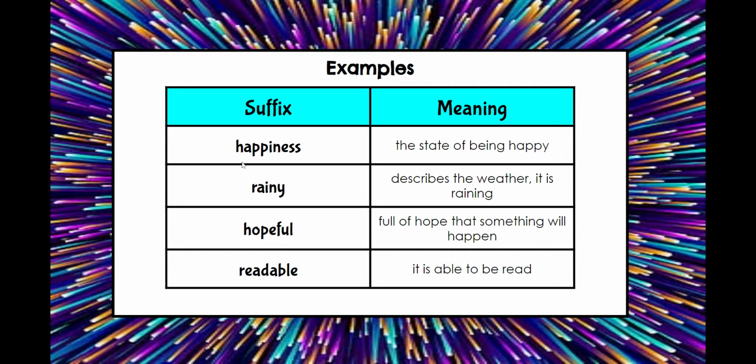Okay, so for example, we have happiness, which is the state of being happy. We have rainy, which describes the weather. Rain would be a noun, and when we turn it into rainy, it becomes an adjective. So that means it's raining. We have hopeful, which means we are full of hope that something will happen. And we have readable, which means something is able to be read.